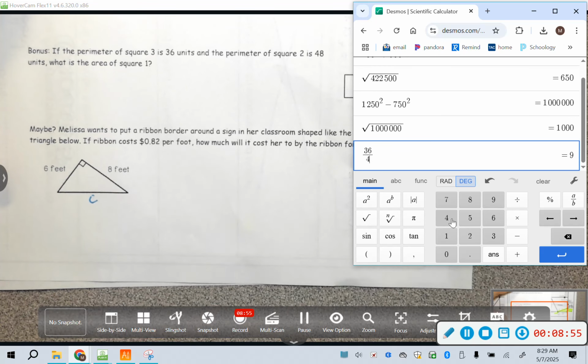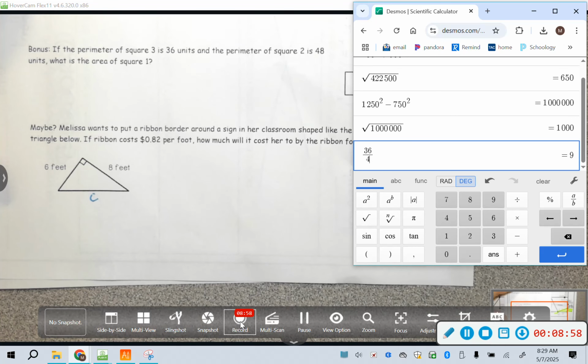Perimeter. Okay, so this is what you're working on. If you have questions, what should you do? Ask.